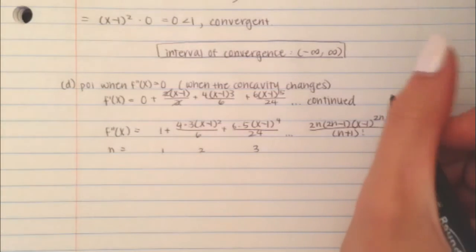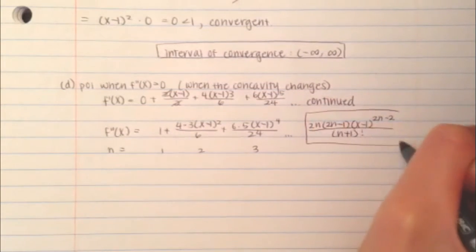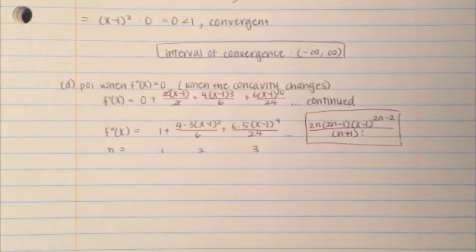So if you look at the general term that we just found, because f double prime of x will always be positive no matter what value of x is used, f has no points of inflection.